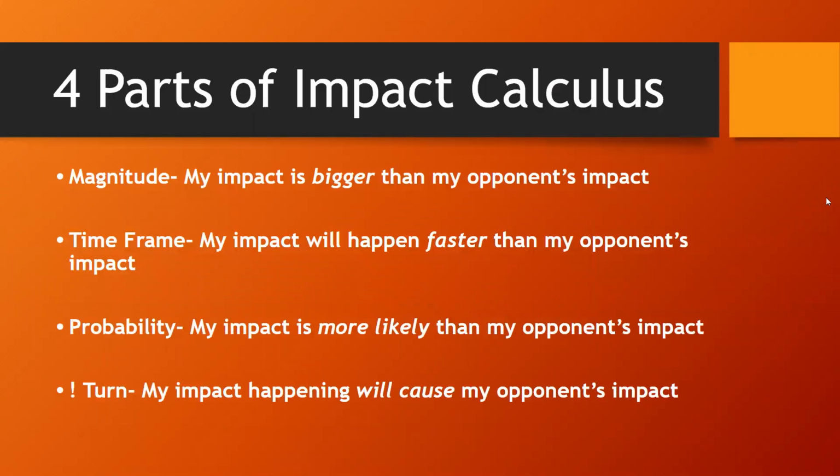So the four parts of impact calc, if you forgot, we have magnitude, time frame, probability, and impact turn. Magnitude is how many people are being impacted. Time frame is how long does it take? Is it going to be tomorrow? Is it going to take a decade? Is it waiting for another trigger for it to occur? Probability, what are the chances of this actually happening? The impact turn, my impact will be causing the opponent's impact.